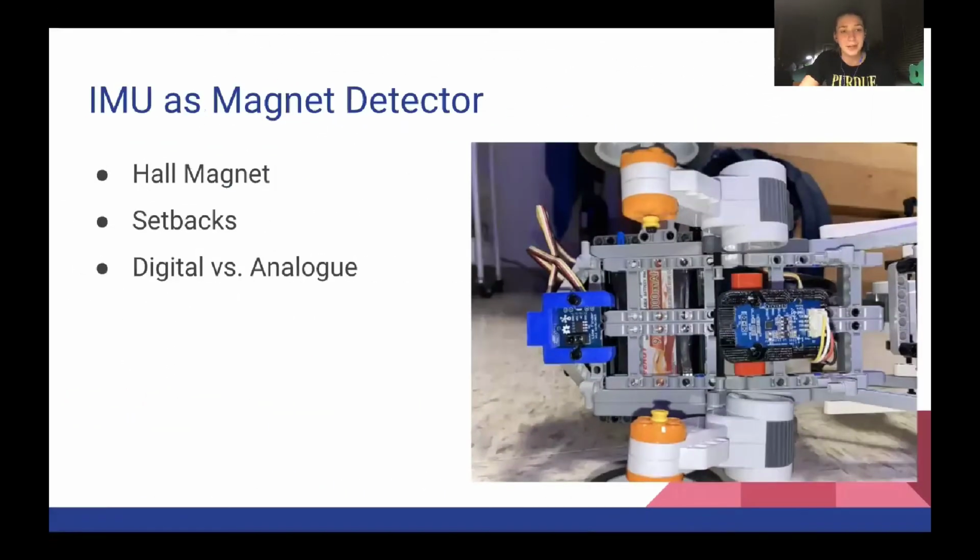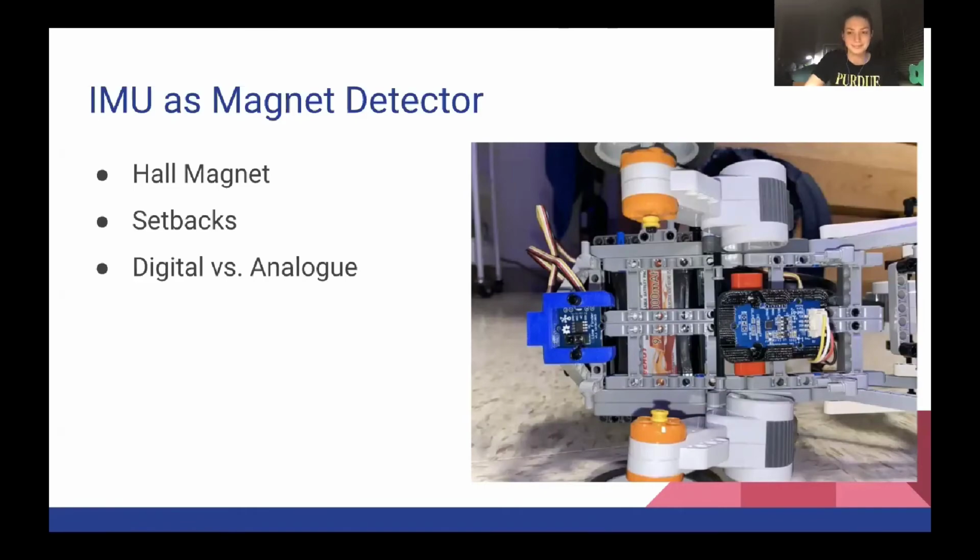And then another thing we had is our IMU as the magnet detector. Originally, we had the Hall magnet detector, but it was having a lot more trouble with reading the magnets than the IMU was. And so we switched to the IMU, which read the magnets a lot better, but that did mean we had to switch our code for magnet and cargo drop from digital to analog, which took a lot more research.